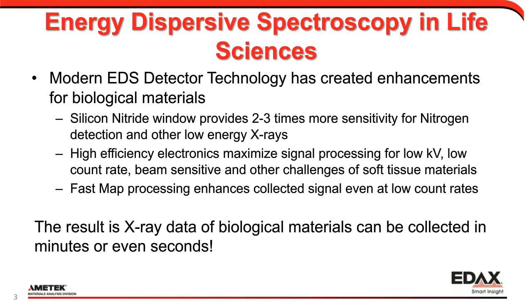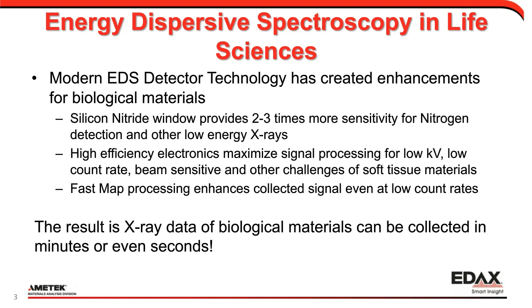And those high-speed electronics maximize the signal processing, even at low kV or low beam currents, low count rates, which are typical of life sciences applications. So even if you don't have high count rates, you could still reap the benefit of high-speed electronics by keeping your dead time low, by being able to make the most of the few X-ray counts that you have.